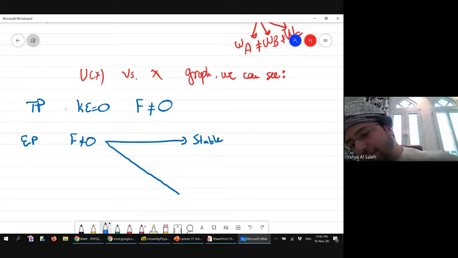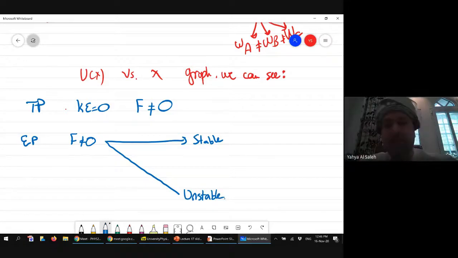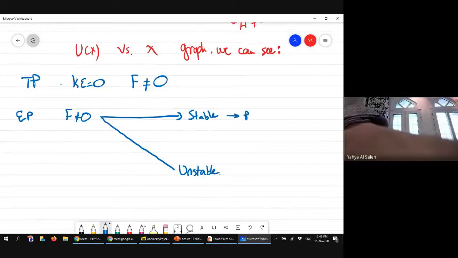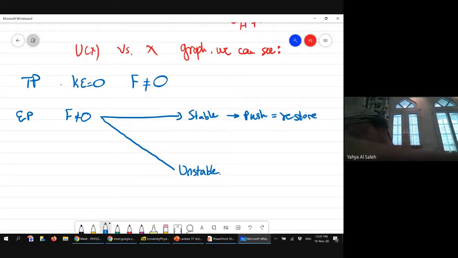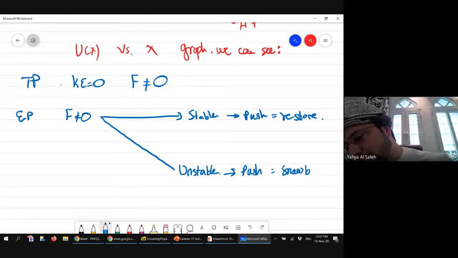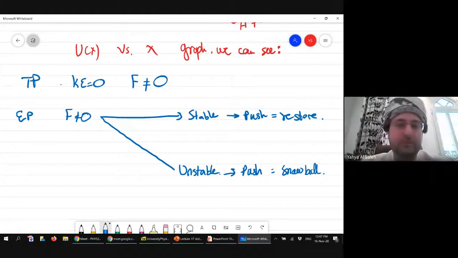We have stable and unstable. Stable means push equals restore. Unstable means push equals snowball.